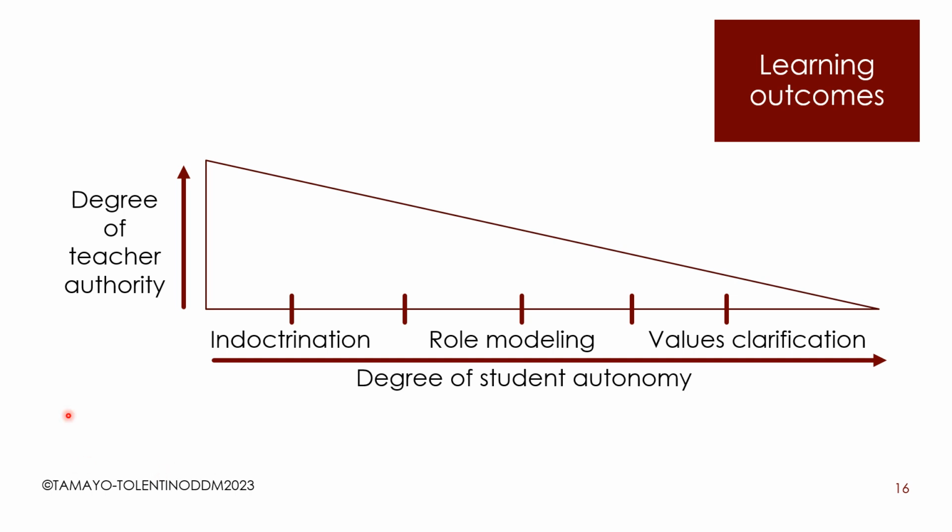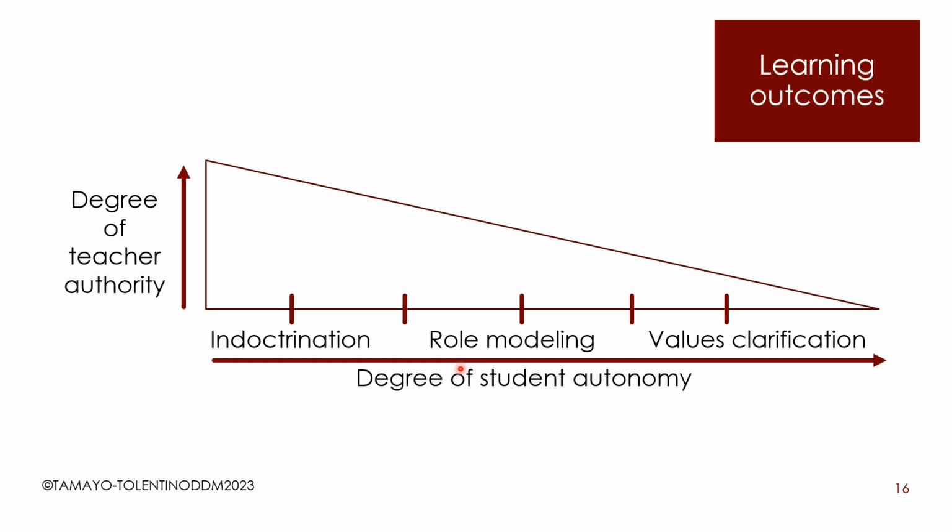Among the three domains of learning, attitude is probably the most difficult to teach. This figure shows the continuum of strategies on teaching attitudes from indoctrination to values clarification. In indoctrination, the teachers tell what the learners need to do. We can impose deadlines, we can be strict with the dress code, we tell the students what behavior they need to demonstrate in particular situations.